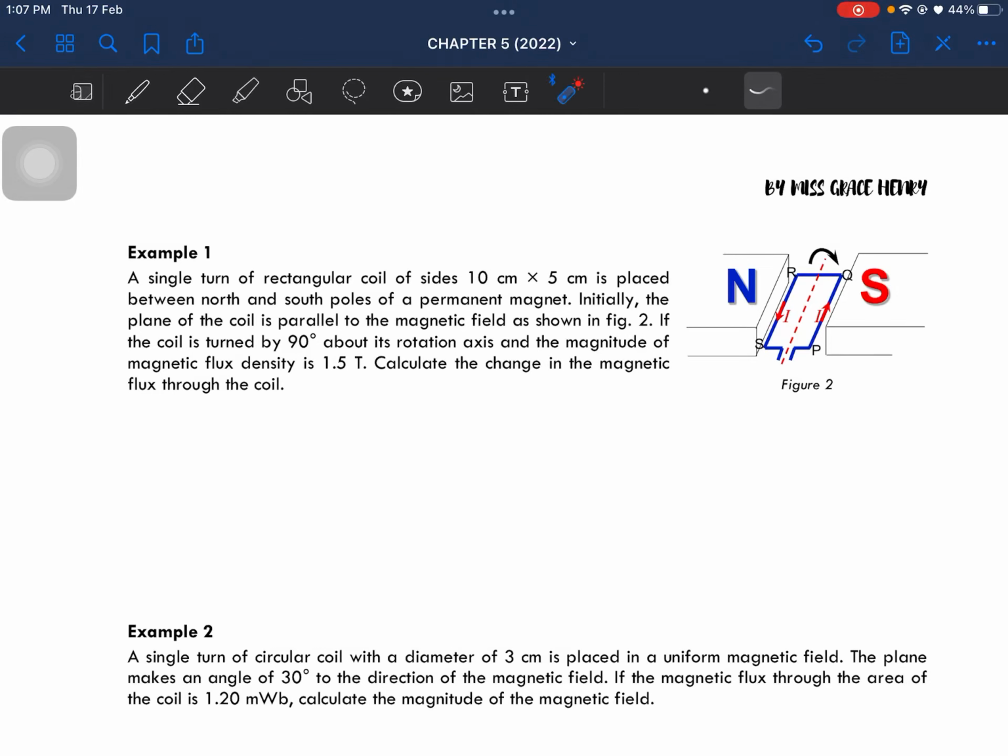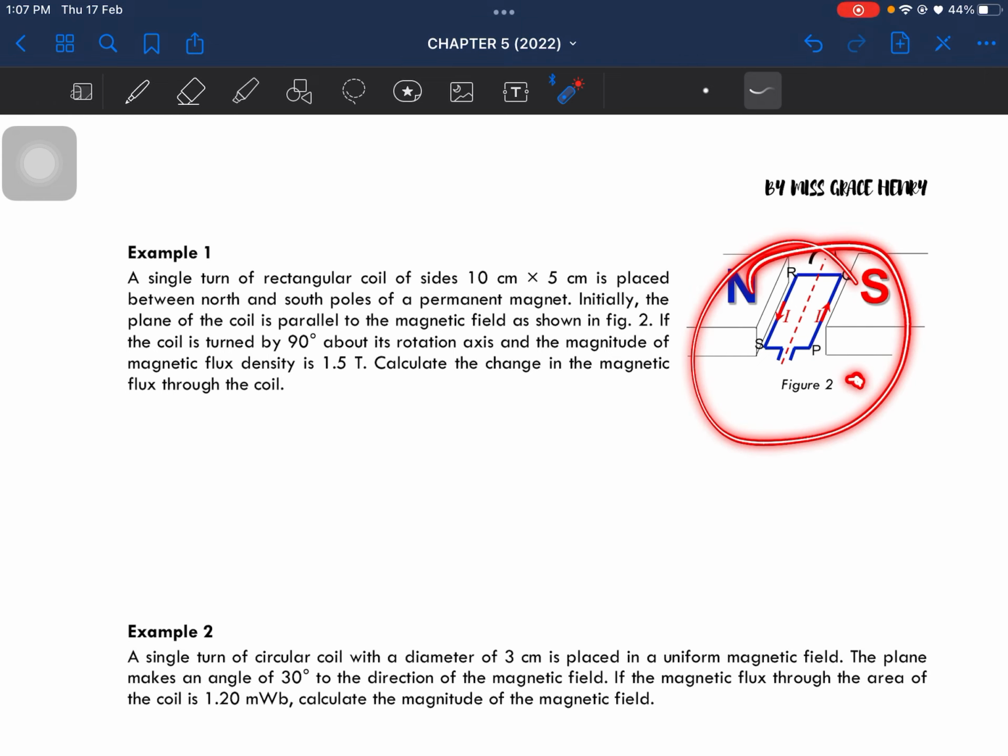Example 1. A single turn of rectangular coil of size 10 by 5 cm is placed between the north and south pole of a permanent magnet. So initially the plane of the coil is parallel to the magnetic field as shown in figure 2.